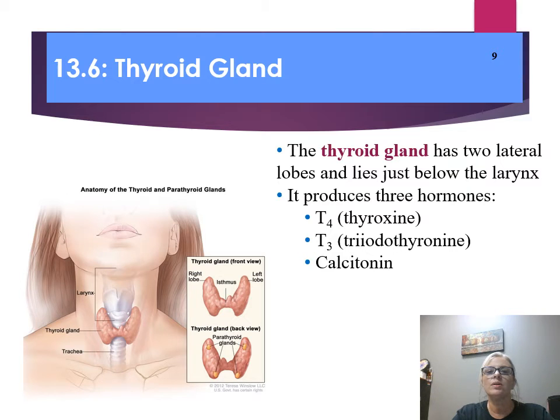All right, so here we're looking at the thyroid gland. It's kind of butterfly shaped, and it lies just below the larynx. It produces three hormones: T4, which is thyroxine, T3, which is triiodothyronine, and then calcitonin.